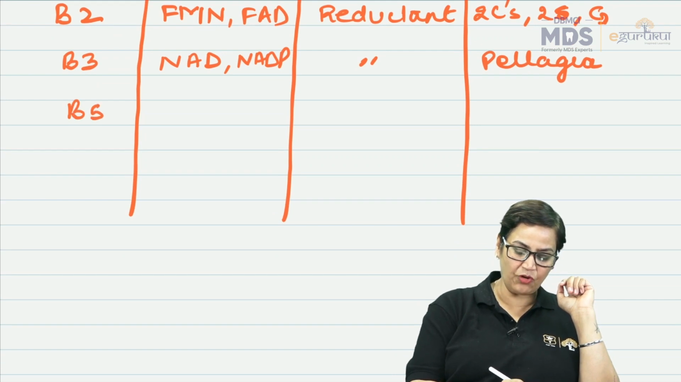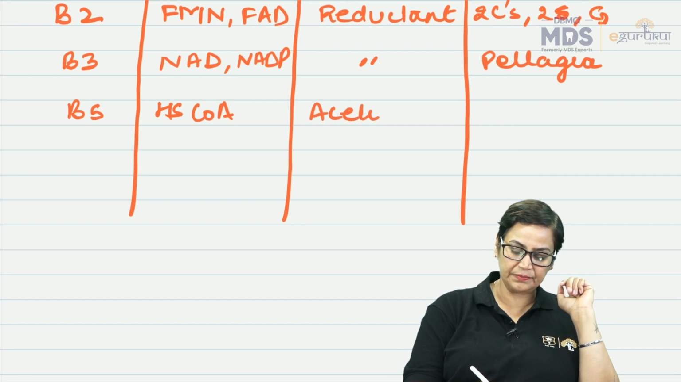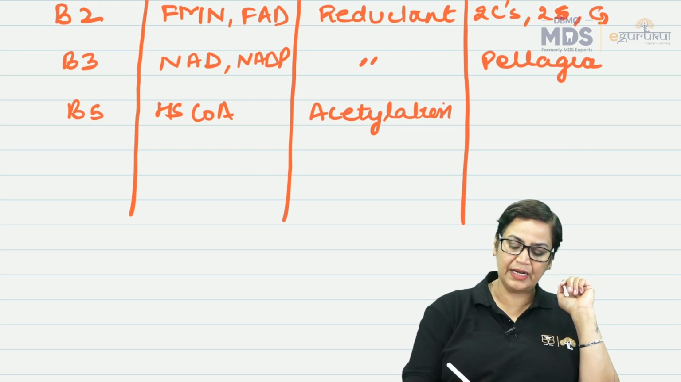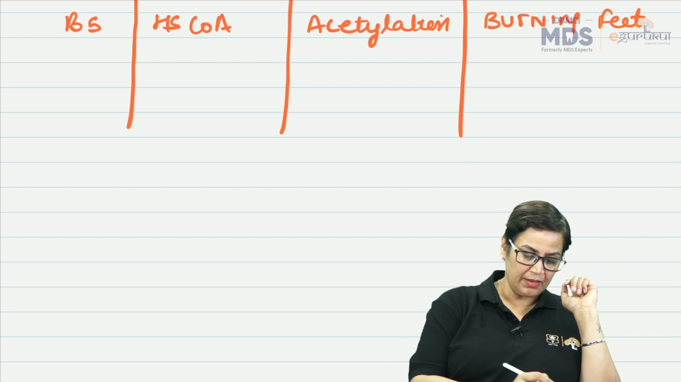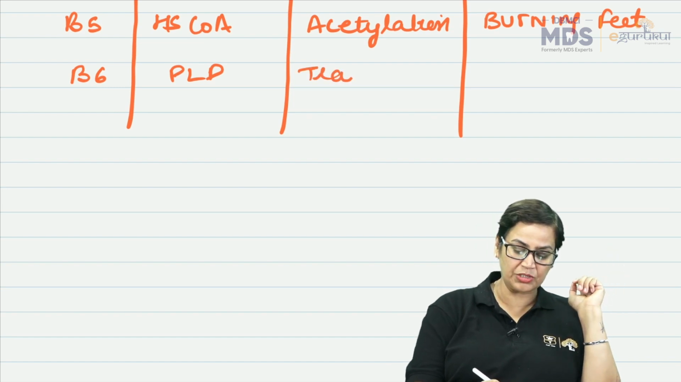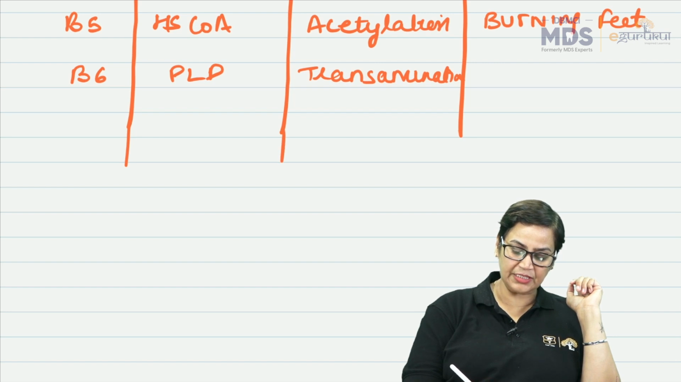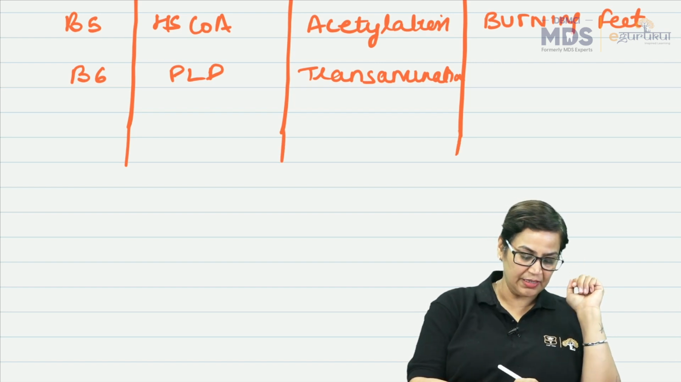B5, active form is SH-CoA. Acetylation is the function. And B5 deficiency leads to burning feet syndrome. Burning feet syndrome. Comes B6, PLP. वैसे तो there are so many reactions which we have discussed, but I'll highlight the most important one, transamination. B6 का deficiency also we have studied with that chart.